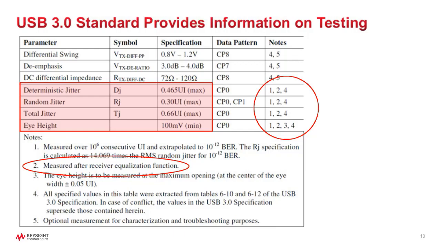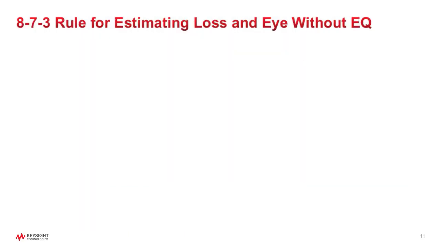Well, what are we going to do? We barely have a channel. How are we going to decide what equalization to use? The punchline here is it's great that the standard provides some kind of information for testing, but it's kind of hard to design with the testing specs. That's why we're going to have our first rule for estimating loss and eye without EQ.